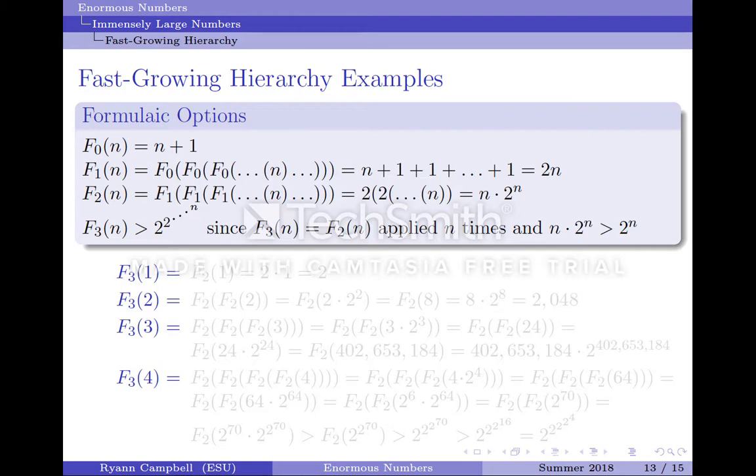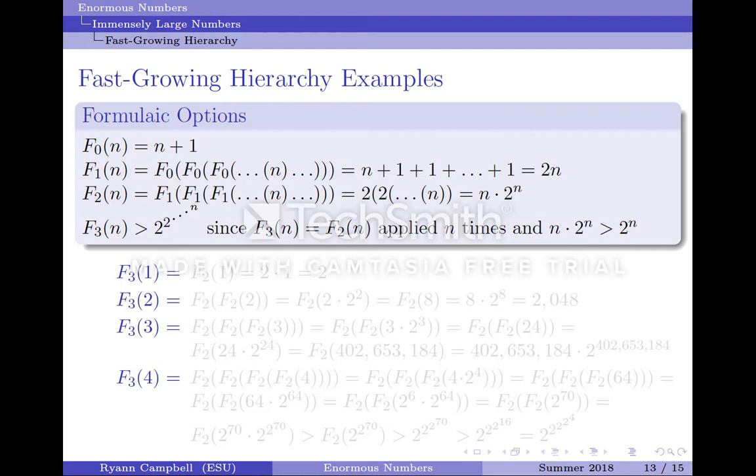Okay. f1 of n is f naught of f naught of f naught of f naught, continuing on, of n. So since there's n copies of f naught, really what we're doing is adding 1 n times. So we have n plus 1 plus 1 plus 1, etc. So we end up having n plus n, or 2n. So we can take f1 of n and reduce it to the formula 2n. This will really come in handy as we continue on and do some examples so we can reduce more quickly.